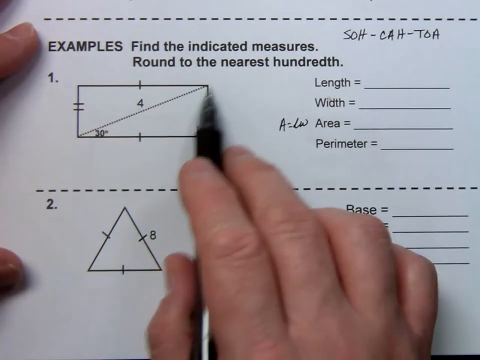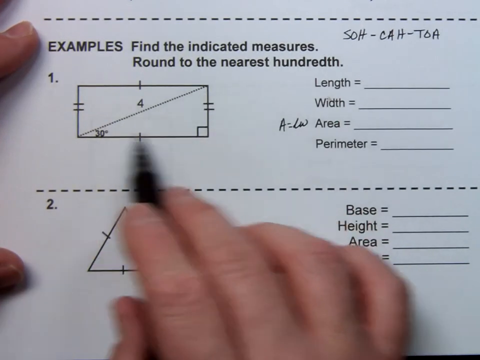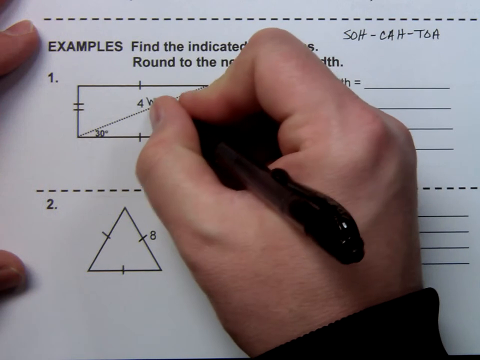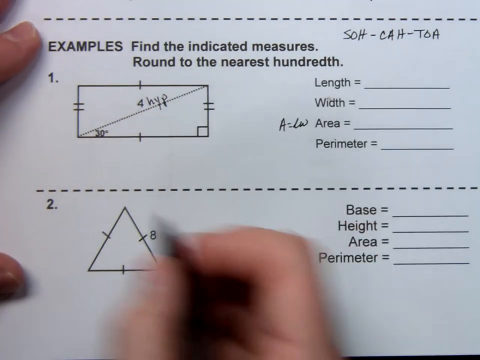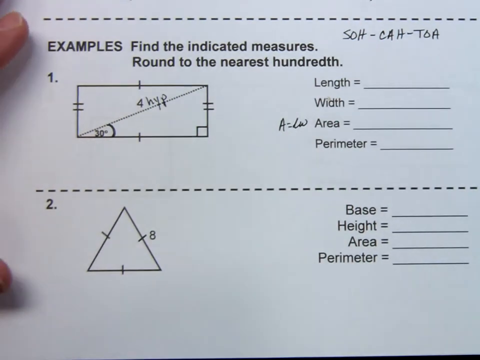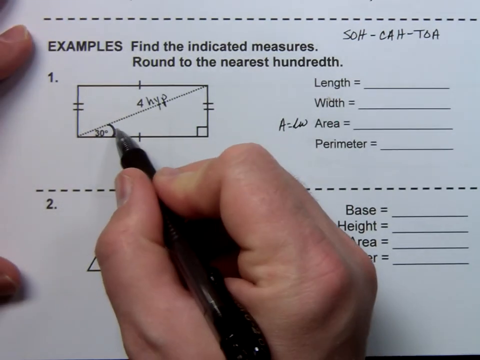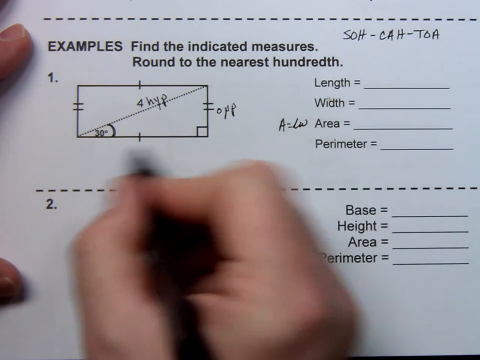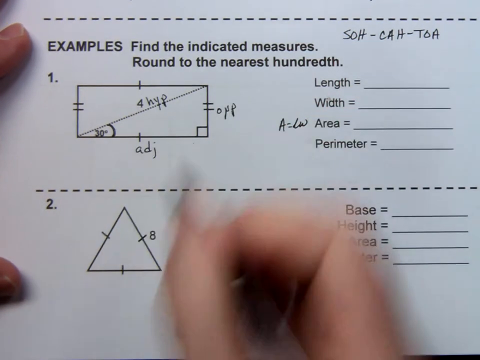So I'm going to focus on this right triangle right here, and I'm going to label my sides. So opposite the right angle is the hypotenuse. So that 4 is the hypotenuse. I'm going to use this 30-degree angle. We always use one of the acute angles. Don't ever use the right angle. And opposite the 30 degrees would be this side over here, and that would make this side the adjacent side.